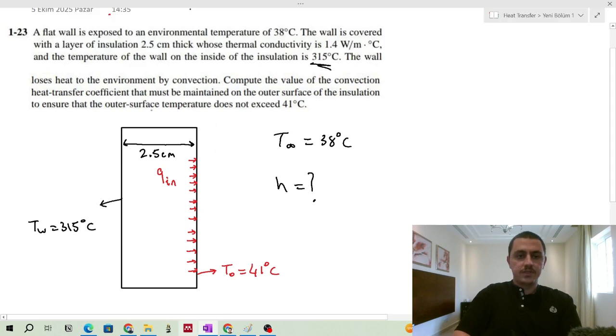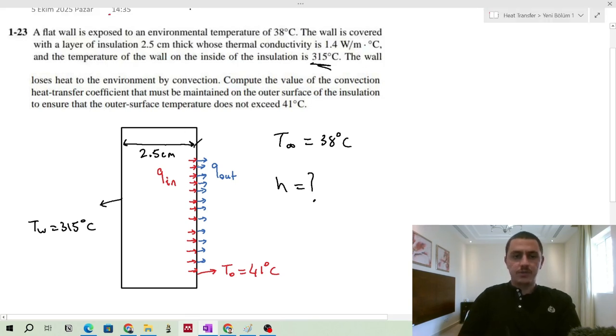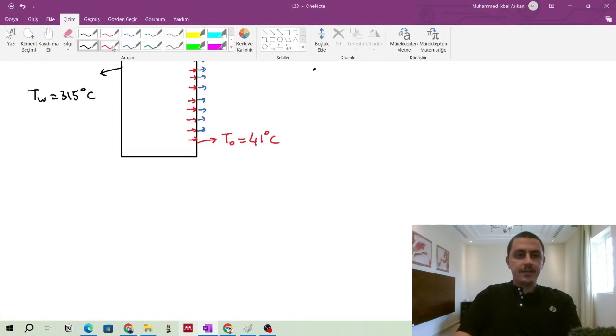Leaves the surface. So you have Q in and Q out, and they must be identical to each other. They must be equal to each other because you cannot store heat at a surface. So Q in and Q out must be equal to each other. You don't have anything else like radiation or something else coming to that surface. So we will make a balance, and let's find what's Q in.